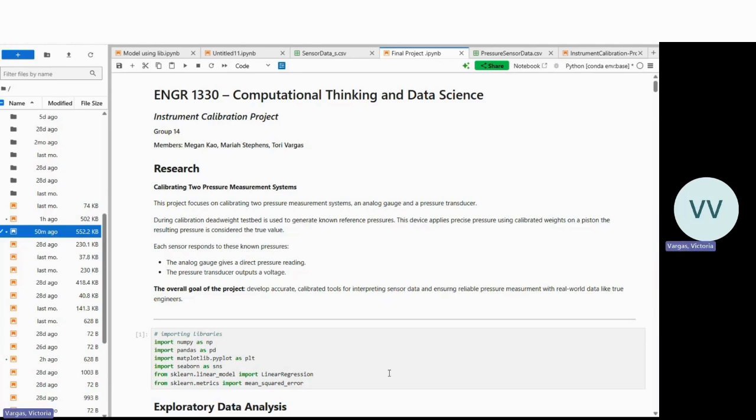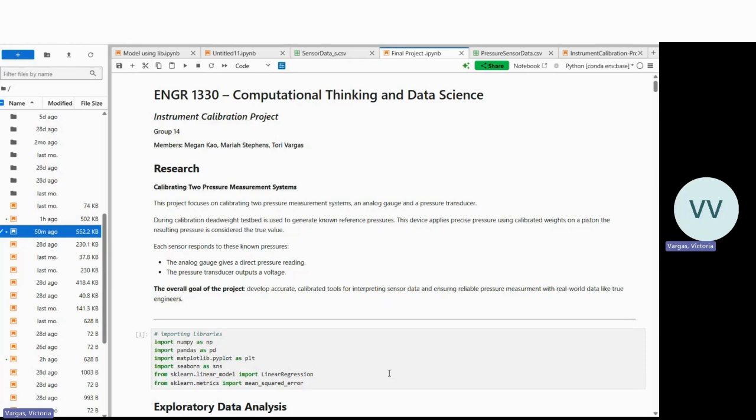So a little bit of background information, some research. We were calibrating two pressure measurement systems. This project focuses on calibrating two pressure measurement systems, an analog gauge and a pressure transducer. During calibration, a deadweight testbed is used to generate known reference pressures. This device applies precise pressure using calibrated weights on a piston. The resulting pressure is considered the true value.